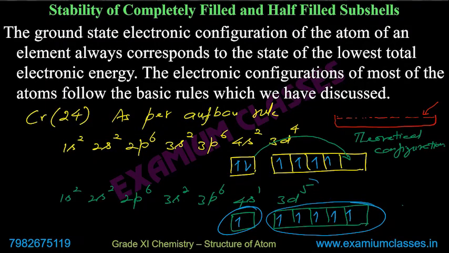So the outer electronic configuration of chromium is different from the theoretical value. And how is it explained? It is explained on the basis of the greater stability of subshells having half filled or fully filled configuration. Clear? Any confusion? Let me know.